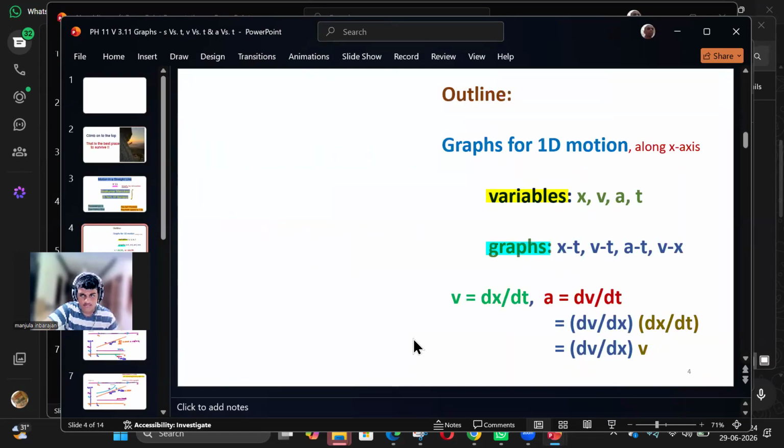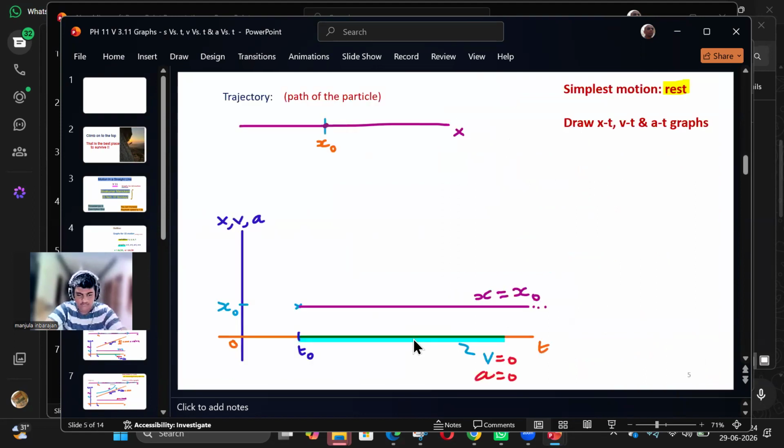So, the equations of motion which you have studied: what is the important assumption in them? We have the 3 equations of motion: v equals u plus at, s equals ut plus half at square, and v square equals u square plus 2as. What are the important assumptions in those 3 equations of motion?